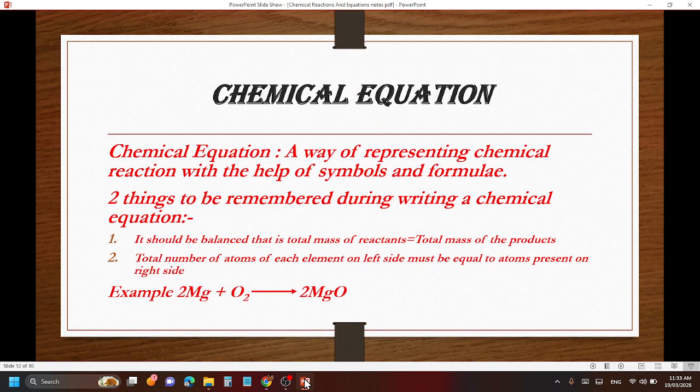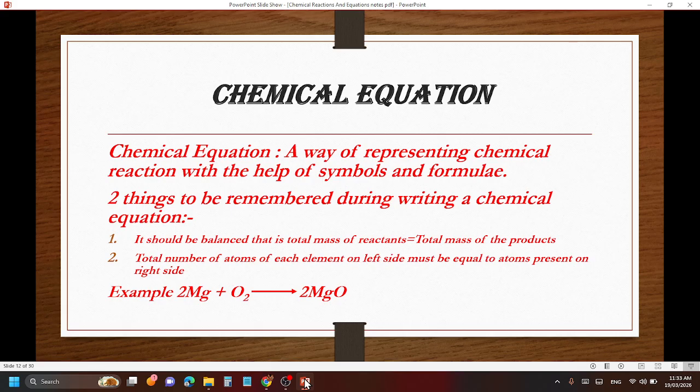Okay. Now let's go to chemical equation. Before this, the lesson name is chemical reaction and equation. So in the first topic, chemical reaction has been totally done. If you have any doubt, you can just comment. Now let us move to the second topic, that is chemical equation. Now what is a chemical equation?